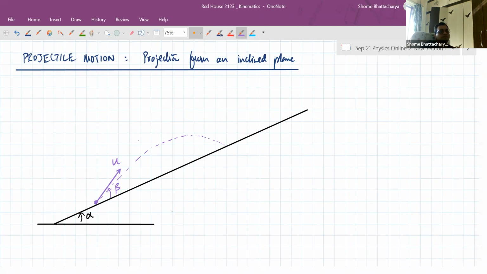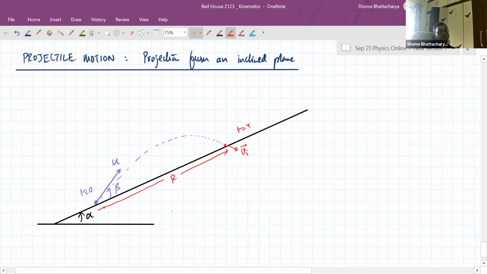So if it is projected at time t equal to 0, let's say it impacts the inclined plane with some velocity vi, at some time t, at a displacement along the inclined plane, which we'll call the range. It's like an inclined range now. That's a range along the inclined plane, and also during the motion at some point of time it will reach some kind of maximum distance from the inclined plane. So we want to calculate all these things.